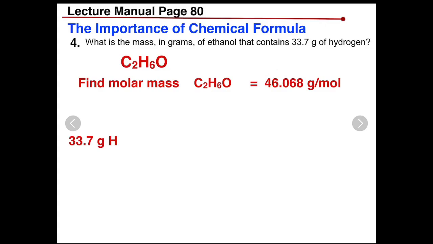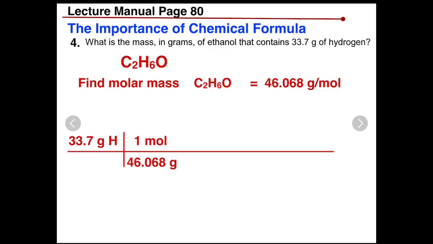So next, you are going to use the 33.7 grams of hydrogen that is given, and we are going to divide by grams per mole. My question is, can I use this number right here, the molar mass that we just calculated, since the unit is gram and mole? The answer is no, because this number is the mass of ethanol. It's not the mass of hydrogen. Therefore, you cannot use this.